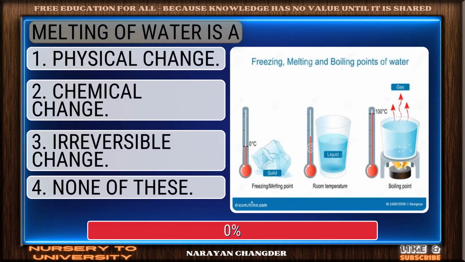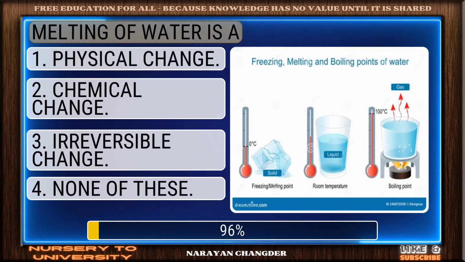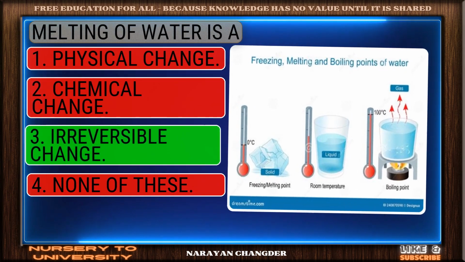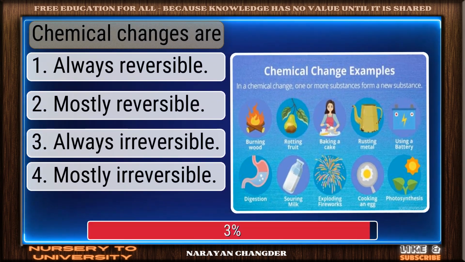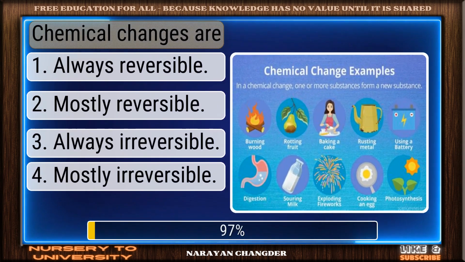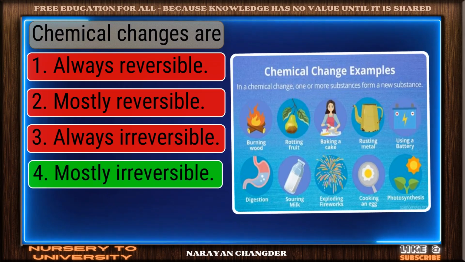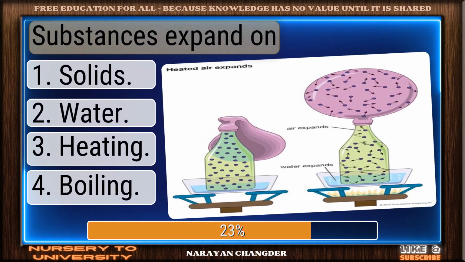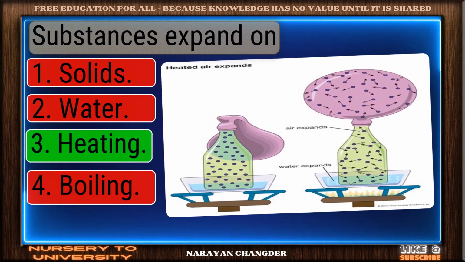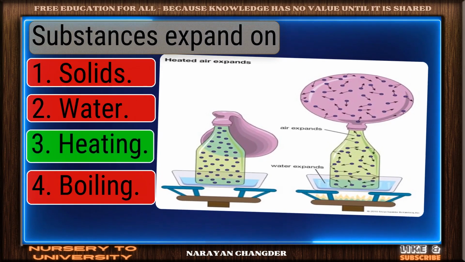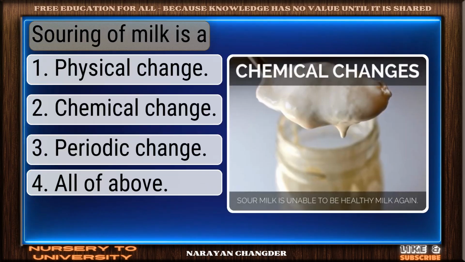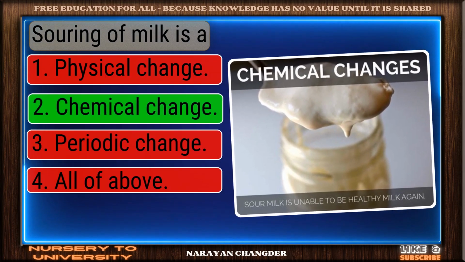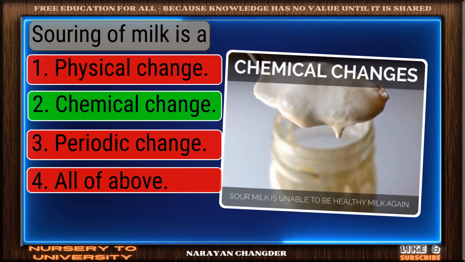Melting of water is a. You're right. Irreversible change is the correct answer. Chemical changes are. Bravo. Mostly irreversible is the answer. Substances expand on. Well picked. Heating is the correct answer. Souring of milk is a. Valid point. Chemical change is true.